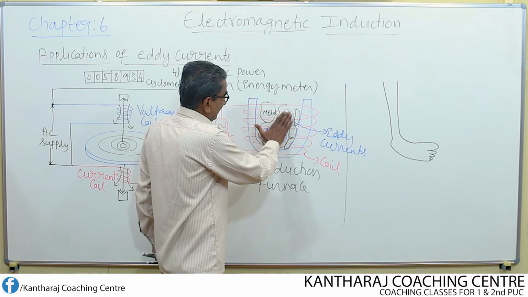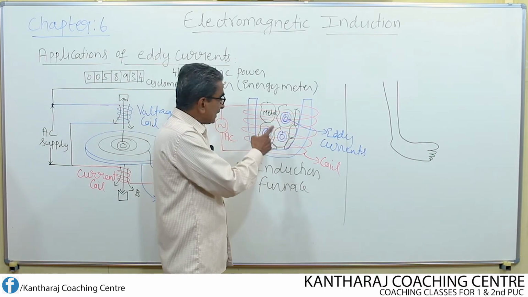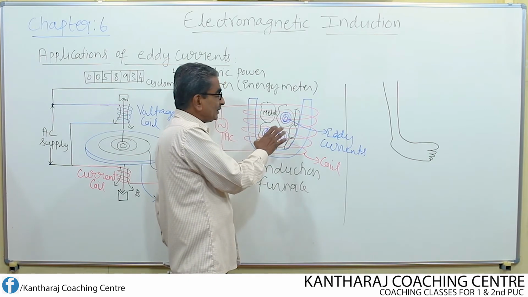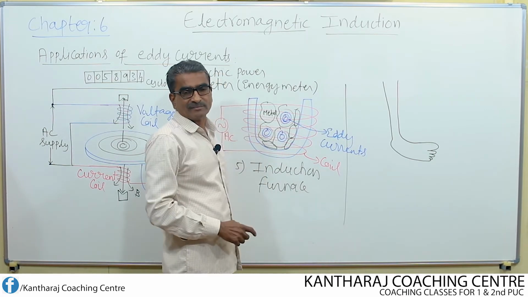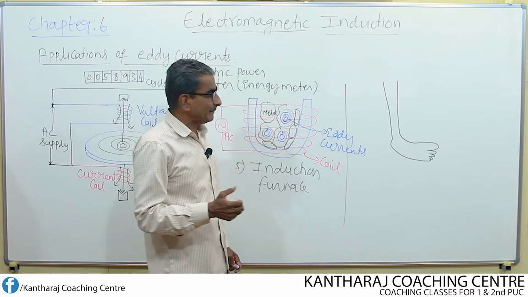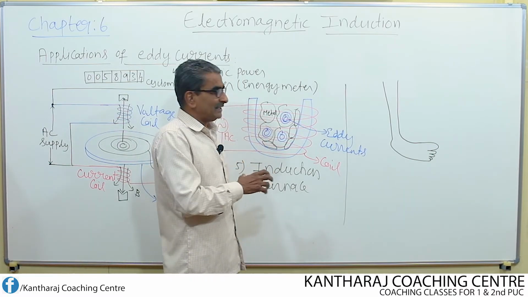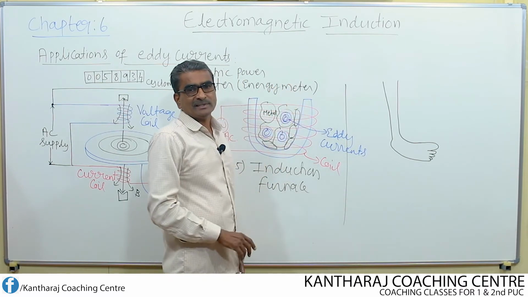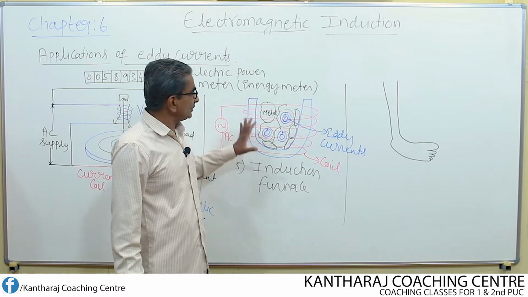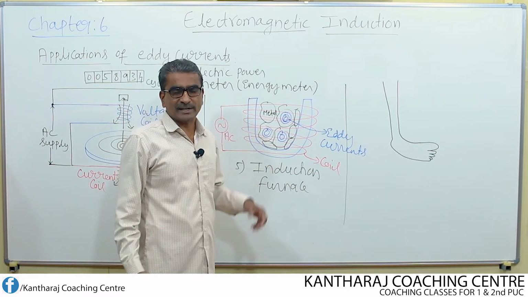The eddy current is produced because of the changing magnetic flux. The eddy current which is produced is going to produce heat in the metal. After some time, when the metal reaches its melting point because of the eddy current, the metal starts melting. And this is how metals are melted in the preparation of alloys. So, this is another application of eddy current.